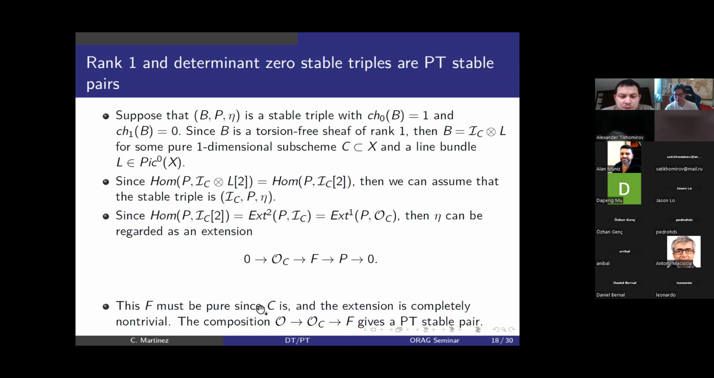And then this F must be pure since C is, right? Because this is the extension, and because the extension is completely non-trivial, right? So if there is somehow something zero-dimensional as a zero-dimensional subsheaf of F, I can think of this as something that factors through P. And then this composition has to be zero, so it would have to lead to OC, but it's pure, so it cannot be. So what I get is an honest PT stable pair. So like PT rank one determines zero, PT stable pairs and stable triples are the same, right?